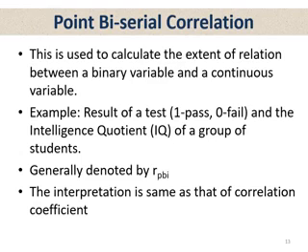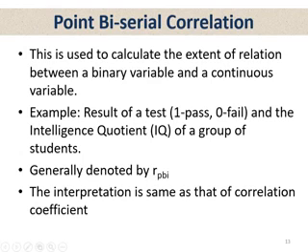For example, we can take the result of a test, where 1 represents pass and 0 represents fail, and the intelligence quotient (IQ) of a group of students. If that is the case, then we can take the help of this particular formula, and then we have to compute it. Generally, it is denoted by r phi or r_pbi. The interpretation of the correlation coefficient is like that of the other correlation coefficients that we have seen earlier.